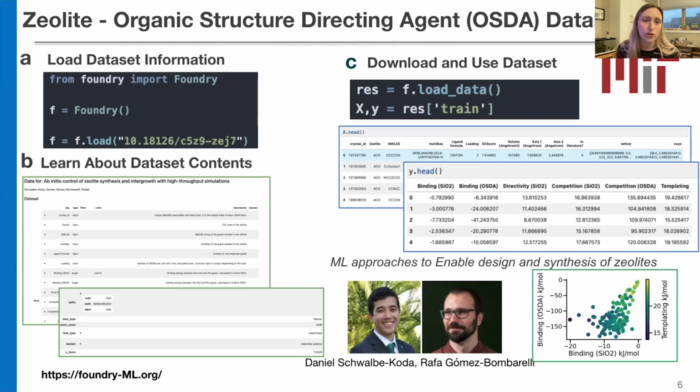So step B, you learn about the data set contents. We have this descriptive metadata that I mentioned that goes through each key, and then a description, a type, whether it's input or target, then more information of like how many entries are in this data set, tasks that are associated with it, things like that. And then on to step C, to actually download and use this data set, you just use load data.